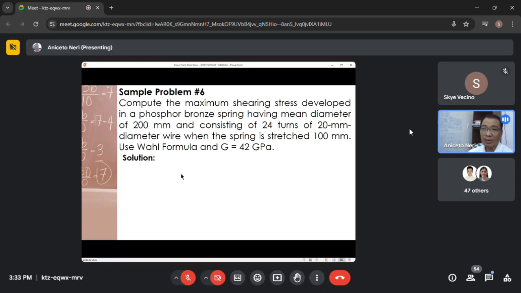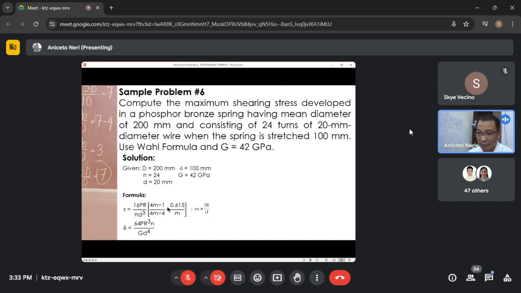Solution. Unahon ni mo given. So, sa may given na ni, mean diameter, number of turns, diameter sa wire, elongation, and then G. And then review sa formula para guided ka. Muna itong formula. Wahl formula, where m is equal to 2R over d, and then formula sa elongation. Nara ni duha. Okay. I-check din mo. Ang gipangita is maximum shearing stress.